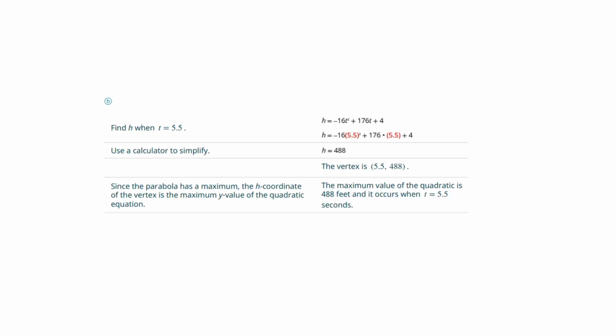Now the second thing is going to say, okay, how high was it? Well, you just put that time into the equation, and you've got the height. It's just the vertex. We know that the vertex is a maximum. If we find the vertex, we have everything we need. The x part of it is going to be the time, and the y part of it is going to be the height.